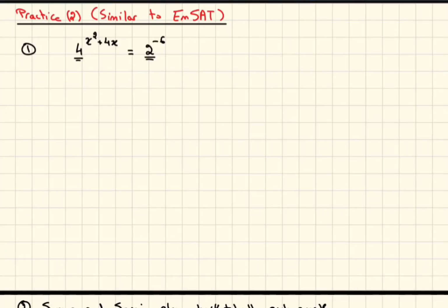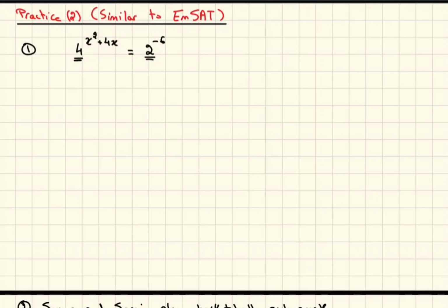In this video, we're gonna do some questions similar to the EMSAT exam. So in the first question, they're asking you what is the solution set of the following equation. So the first step, I need to look at the bases, since you have a number with exponent x squared plus 4x and another number with exponent negative 6, and they are equal. So it's better to look always at the bases.